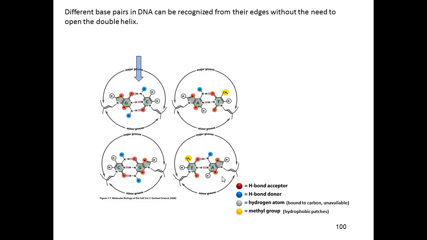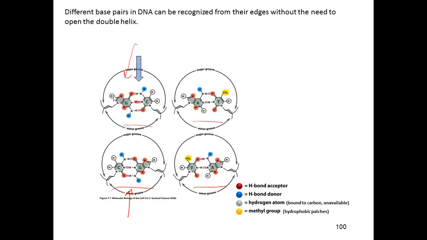On this slide, we're looking straight down the axis of four DNA molecules, looking at the four possible base pair arrangements. And again, here's the helix axis, and it's coming right out of the page. Proteins read the bases by coming in through the major groove or the minor groove.